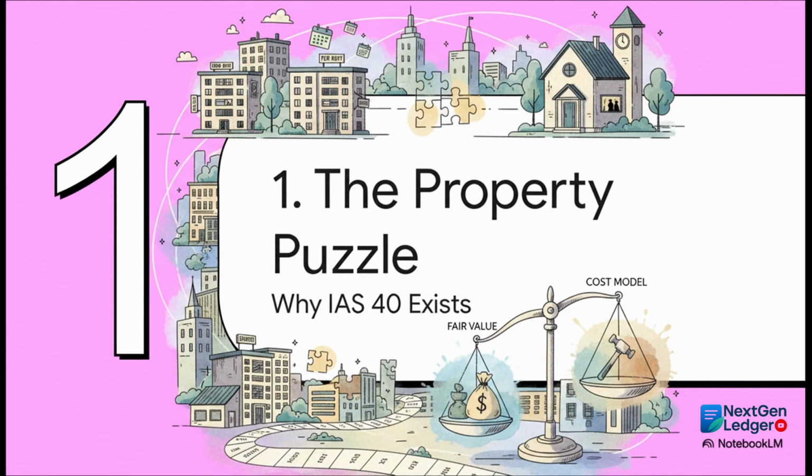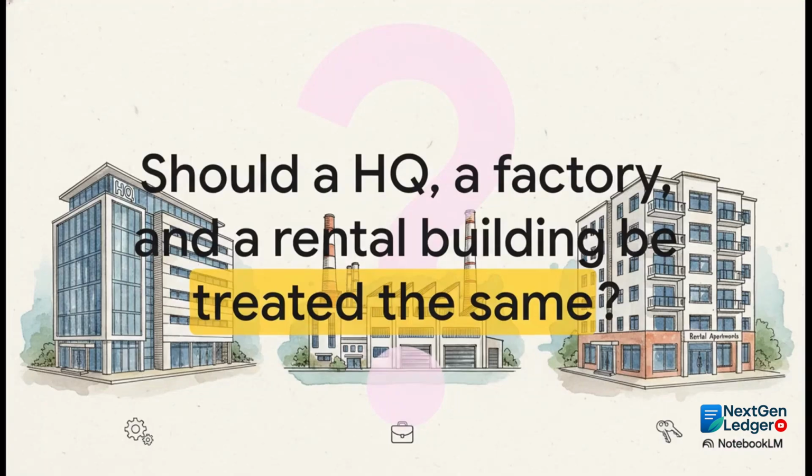So first things first, the property accounting puzzle. Let's really get into why we even need a special standard for this stuff. Just picture this for a second. A company owns its own headquarters, a factory where it makes stuff, and a building that it just rents out to other people. I mean, they're all buildings, right? But they do totally different things. So the big question is, should they all really be treated the same way on the balance sheet? It seems kind of weird if they are.